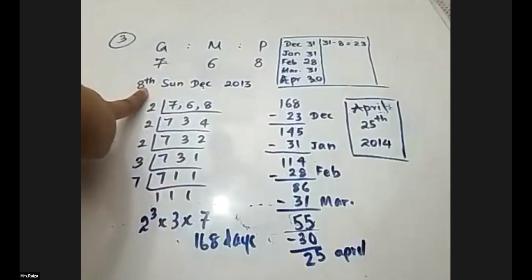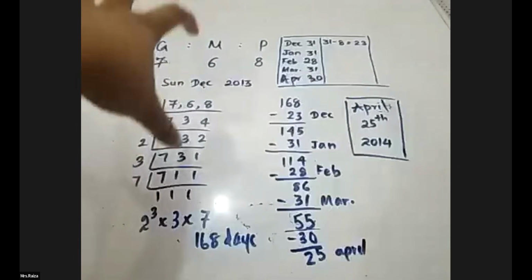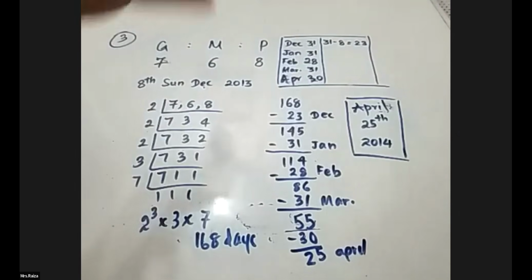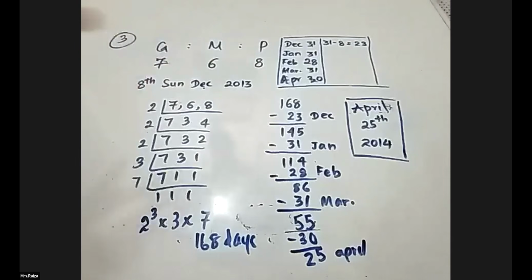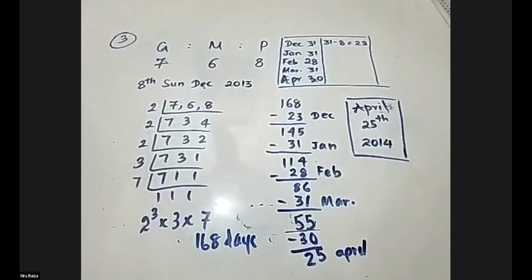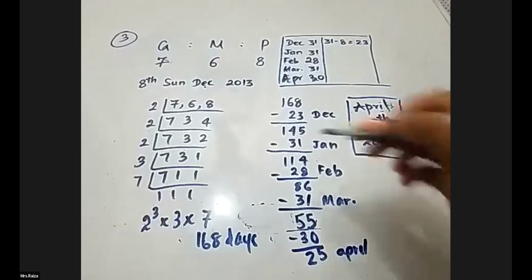So after another 168 days, there is a simple method also. You're adding all the dates. December balance 23 days, January 31 days, February 28 days, March 31 days, April 30 days. When you add everything and subtract from 168, you get the date. That's also possible. Clear? This is the method.